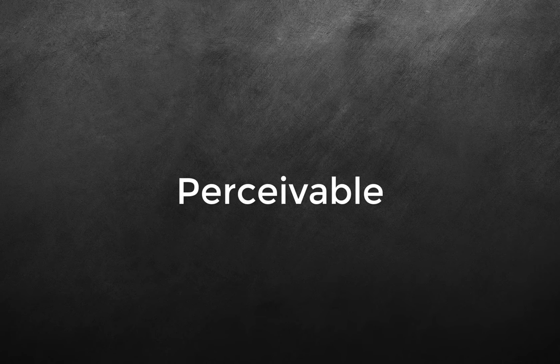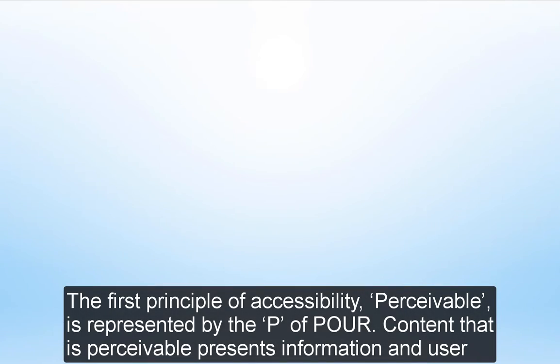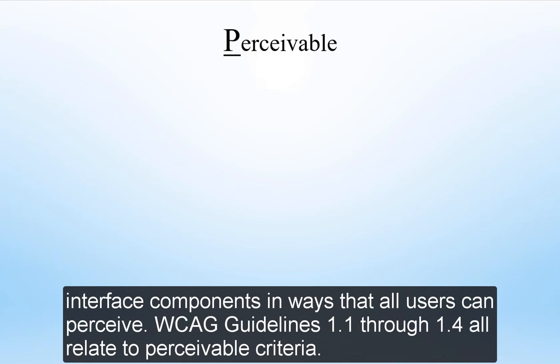Perceivable. The first principle of accessibility, perceivable, is represented by the P of POUR. Content that is perceivable presents information in user interface components in ways that all users can perceive. WCAG Guidelines 1.1 through 1.4 all relate to perceivable criteria.